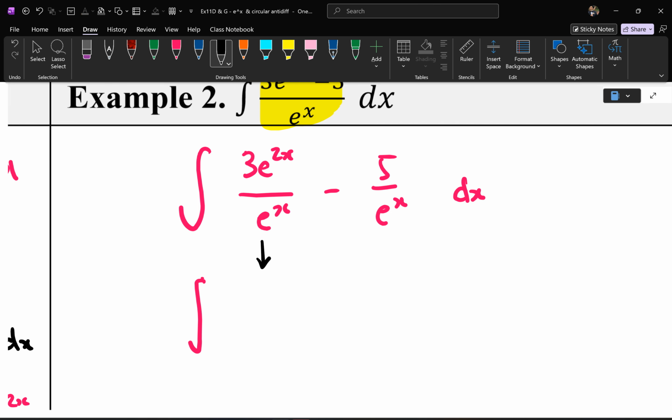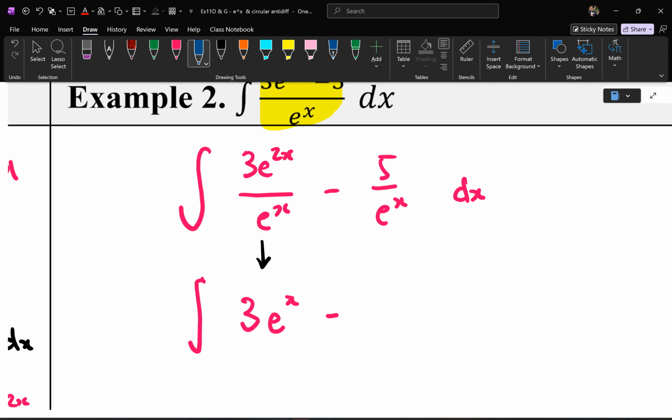Very good. So you can simplify the e to the x. So you've got 3, but since they both have the same denominator, and you're dividing, according to indices, we subtract the powers. So 2x minus x gives you e to the x. So therefore, this should be 3 e to the x minus, now what about the second one? 5 over e to the x. You can't simplify it using indices, but you can rewrite it another way. How else can I rewrite this?